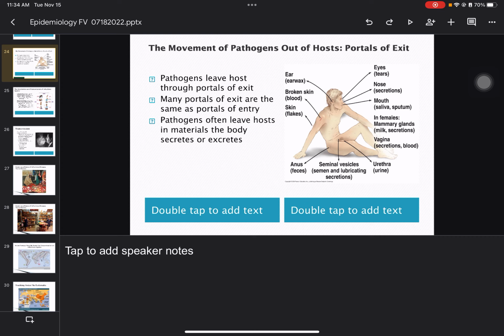Because really, things are going to leave the body in very few ways. You can cough it, you can sneeze it, you can defecate it. What other ways can things leave the body? Not very many. If it's in your blood and you're bleeding, okay, but mostly it's going to be respiratory or alimentary canal. That's it. So if we can figure out how it leaves the body, then we can intervene.